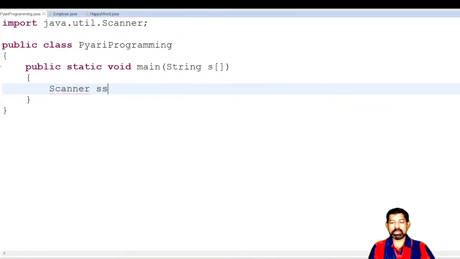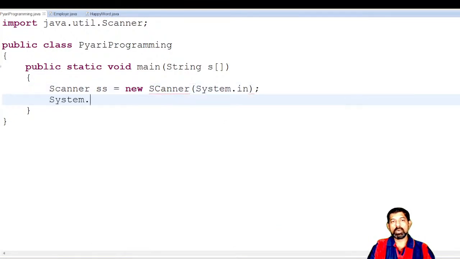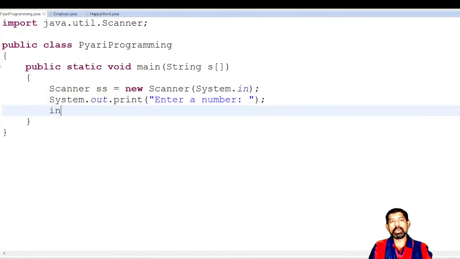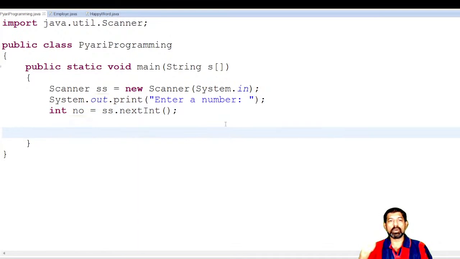So let's write Scanner ss is equal to new Scanner(System.in). Now System.out.print("Enter a number"). Now int no is equal to ss.nextInt(). Okay, now over. Now we'll check whether the number is a 3-digit number or not.